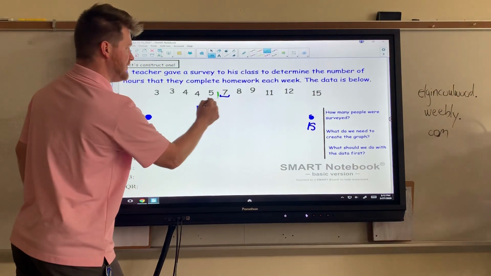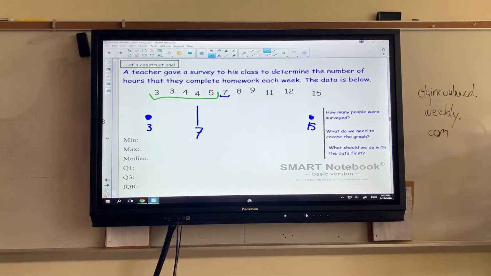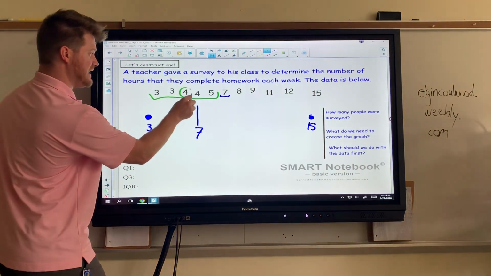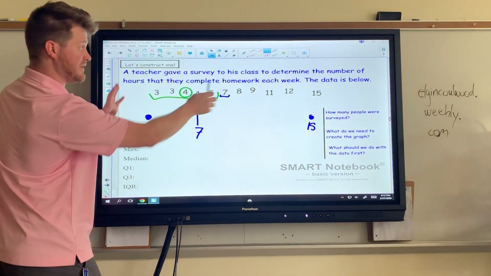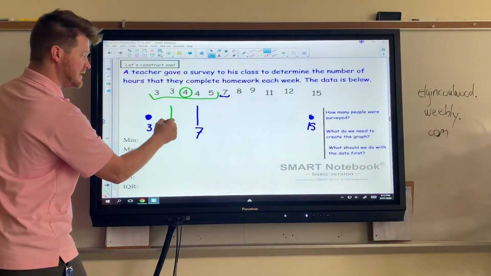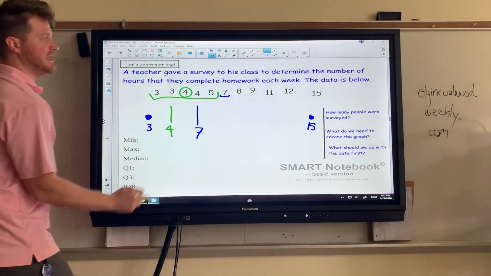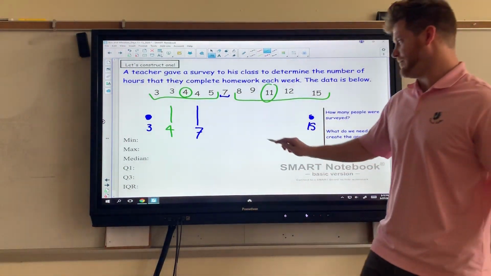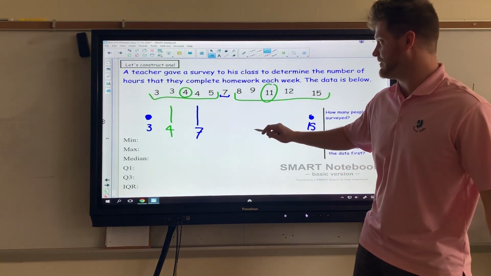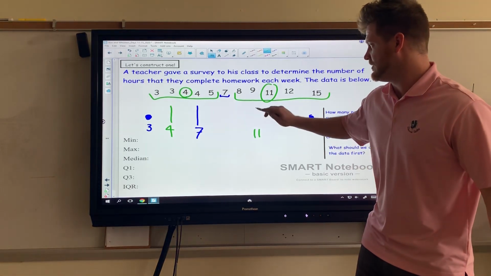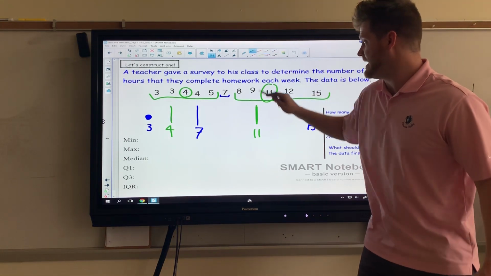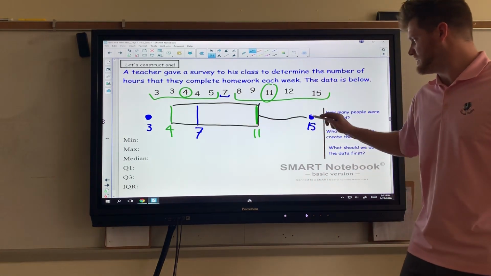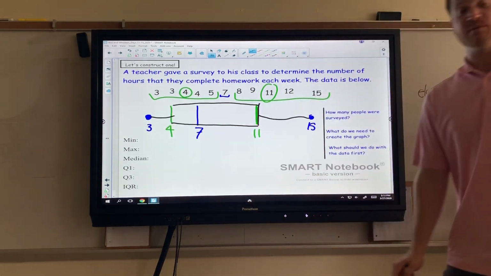Now looking at the lower half, these are the numbers to the left of that 7. So you have 3, 3, 4, 4, and 5. That is our middle number there. There's 2 to the left of it and 2 to the right, so that Q1 is going to be above 4. And then looking over here, 11 is our Q3, the middle number of the upper half. That's where the box ends. We can go ahead and connect that box and connect it to the whiskers, and you just complete the box and whisker plot.